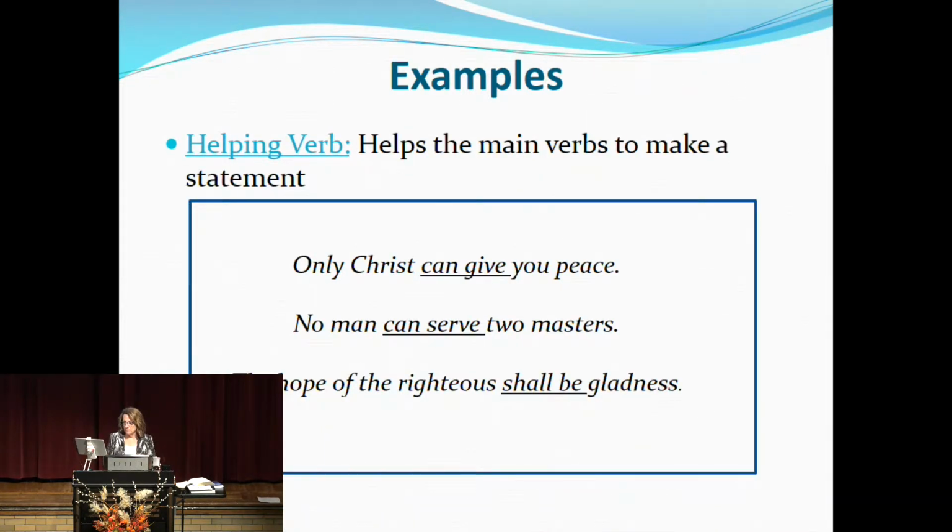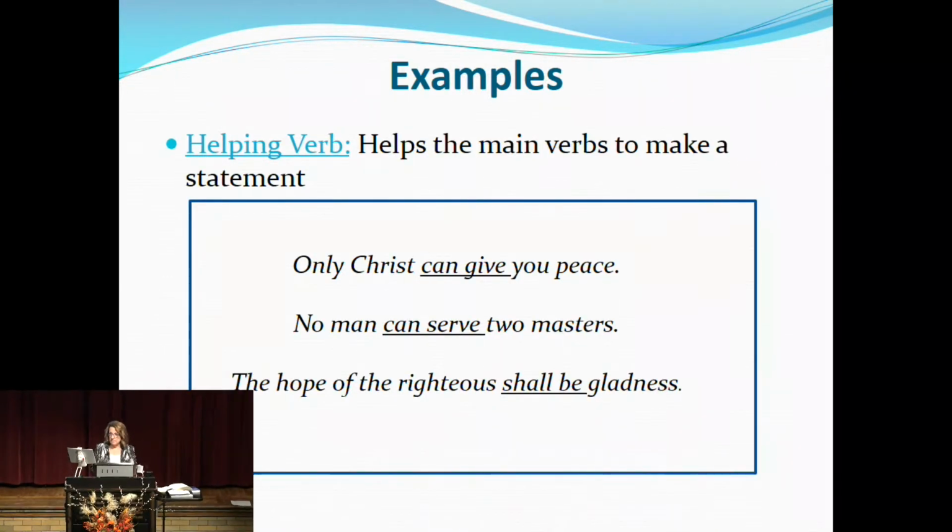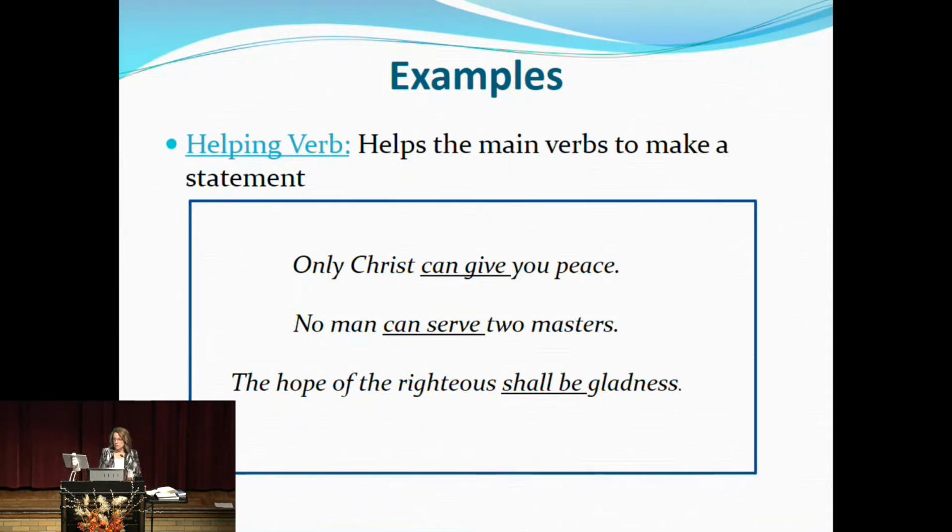And then we have our helping verbs, helping the main verb to make a statement. So the example, only Christ can give you peace. Our verb phrase is can give. You have your main verb give, and you have your helper can. No man can serve two masters. You have your verb phrase, can serve. Serve is your main verb, and can is the helper. And then, the hope of the righteous shall be gladness. The verb phrase is shall be, and be is the main verb, and shall is its helper.